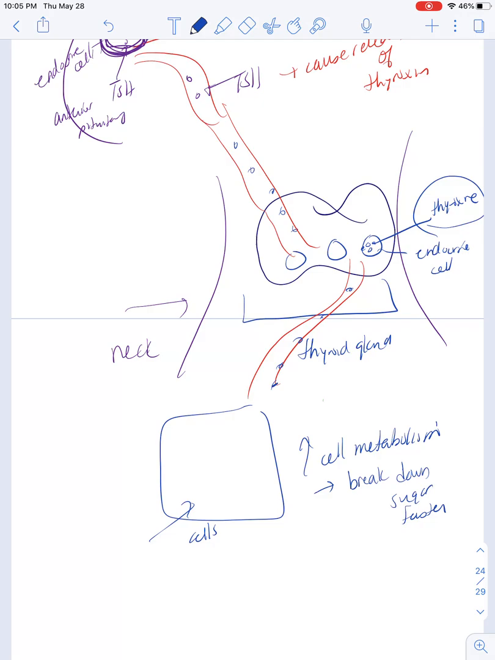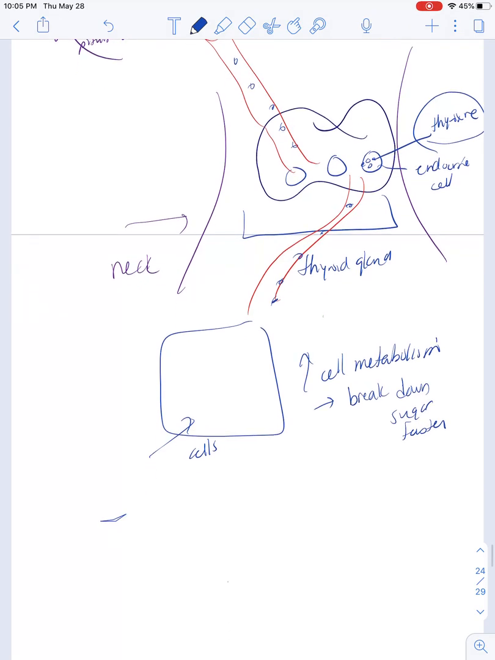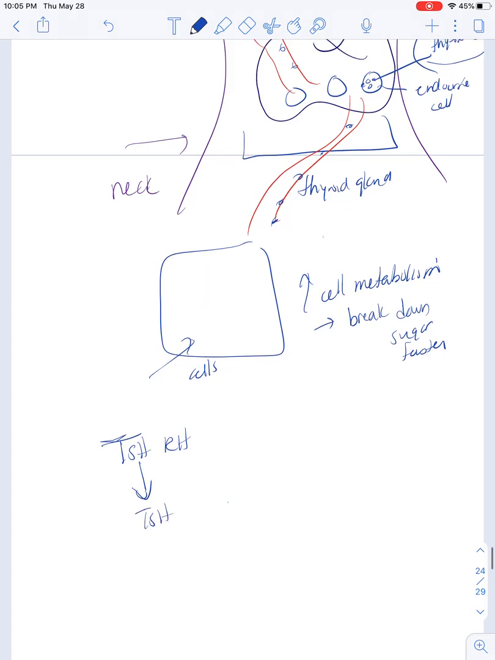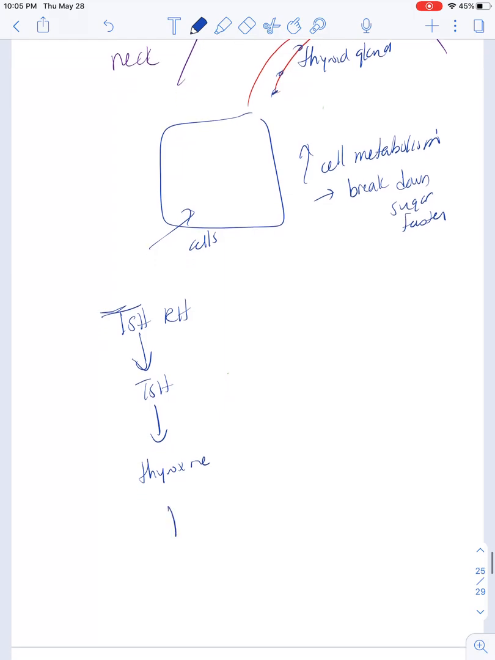So it's going to look like this. It's going to have TSH, RH, signals the release of TSH, which signals the release of thyroxine, which increases cell metabolism. And when you have an increase in cell metabolism, right, that just means you're using up glucose more. And so you're breaking down sugar more and you're producing more energy. Okay, that's what it means.